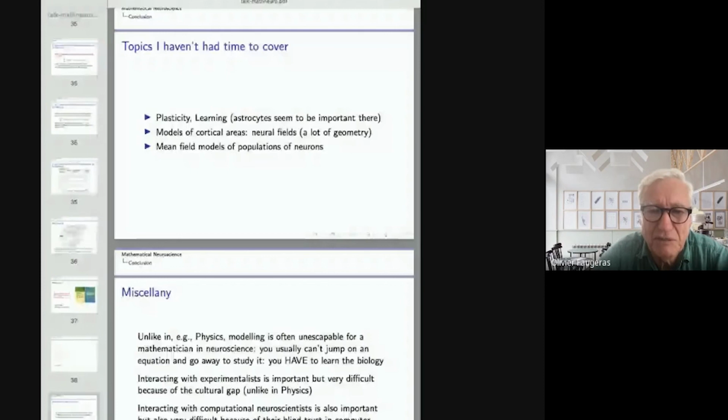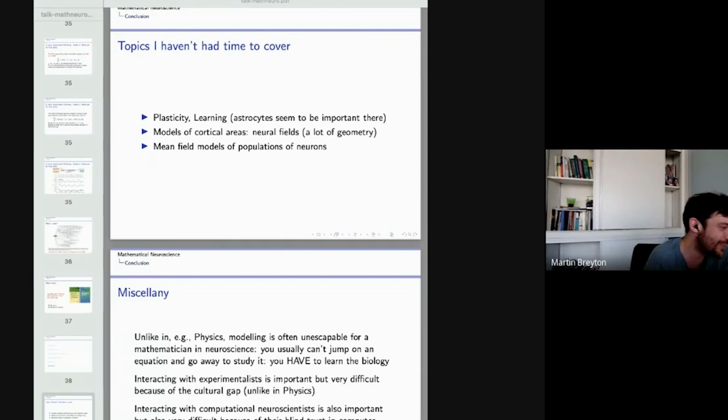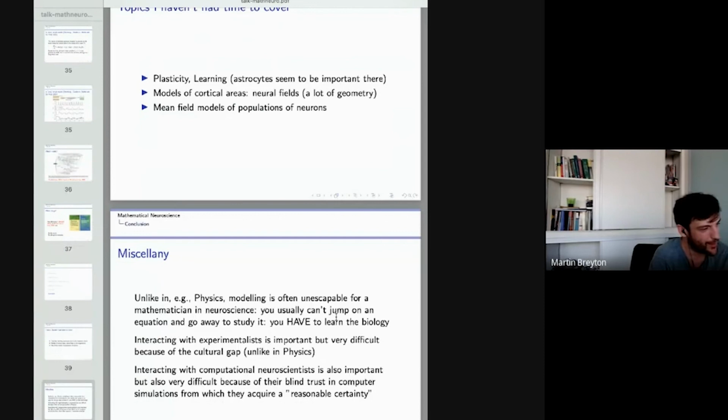So I was just wondering, reading the first sentence of your last slide, if you could go a bit further in the difference you make between a physicist and a mathematician. I was under the impression that physicists tend to also be careful about biology. So what is it to understand there that I'm missing? Thank you.